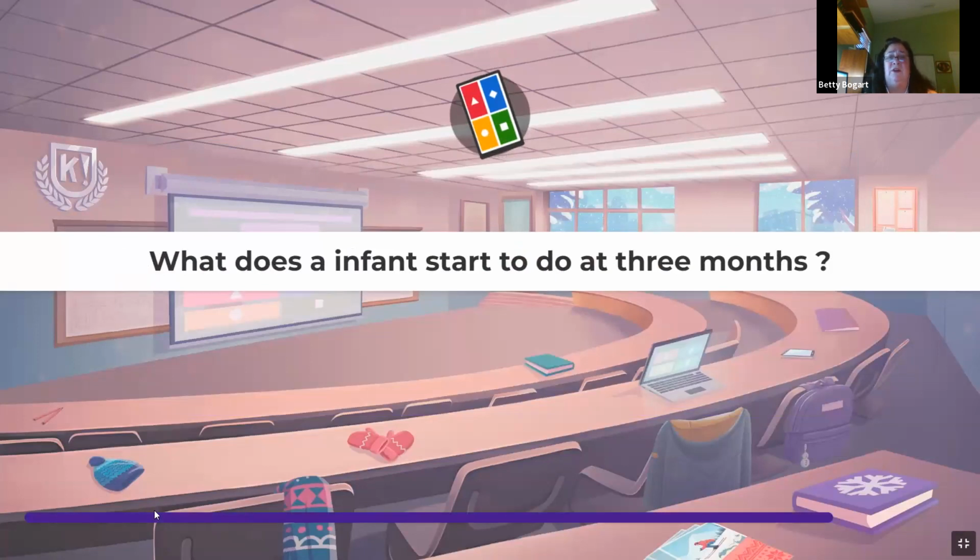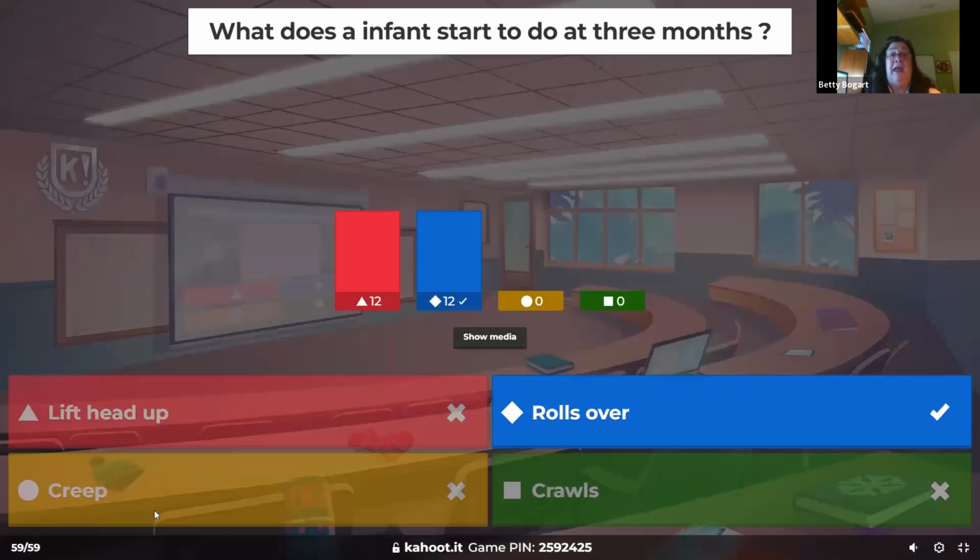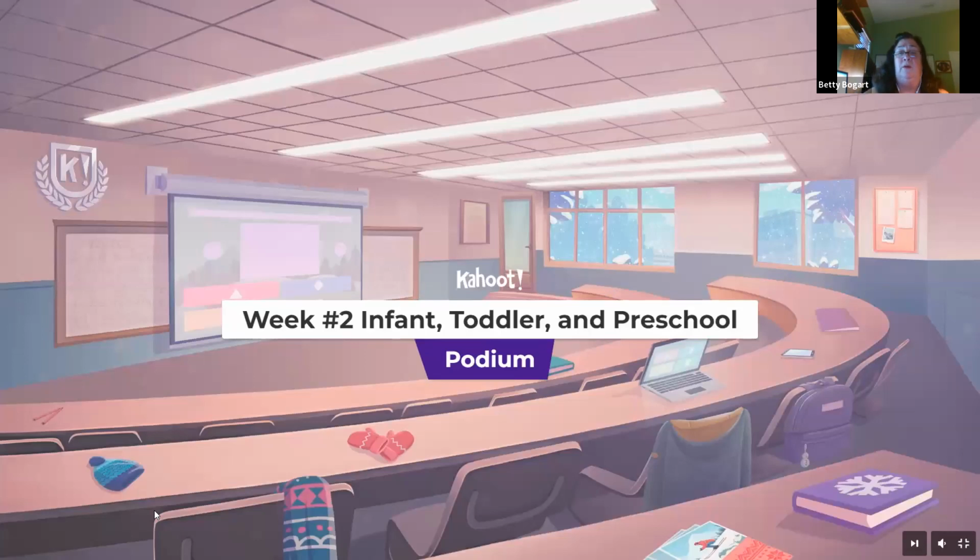And what does an infant start to do at 3 months? 2-3 months. They should be able to roll over, and their head's always going to be lifted up. They're going to be going from front to their back. That's the easier. Back to front is harder after that. Remember, by 6 months old, they should be able to do both.